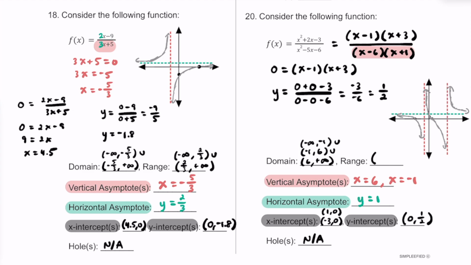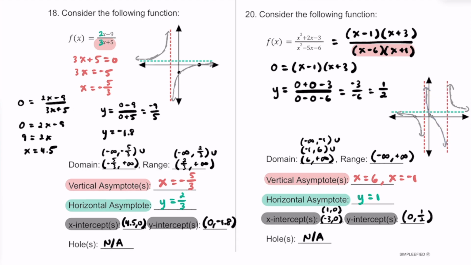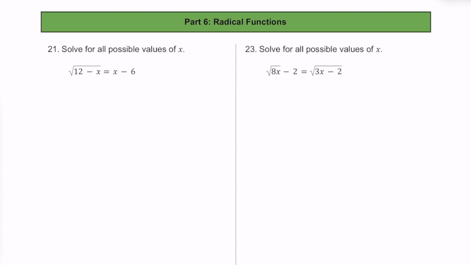As for the range, it doesn't look like this function needs to take a break at all. There's no holes or anything either, so I don't have to worry about that. But you can see that middle section of this graph shows that the range is going to go from negative infinity to positive infinity. All right, now that we reviewed some rational functions, let's move on to some radical functions.